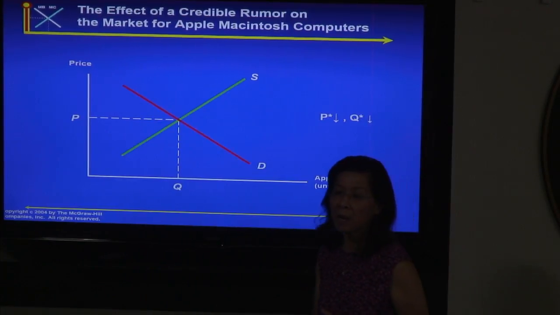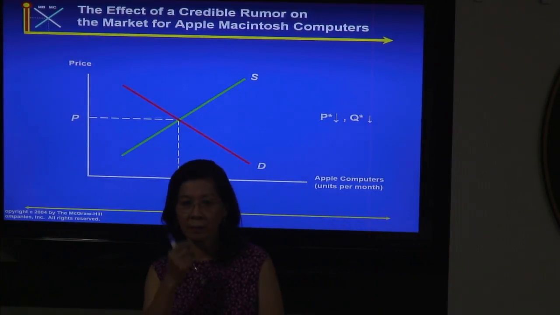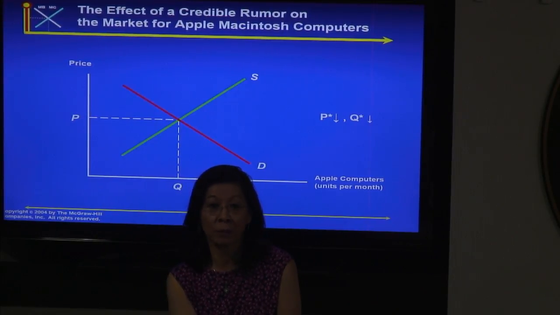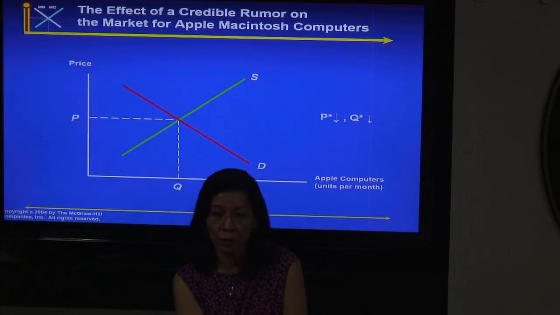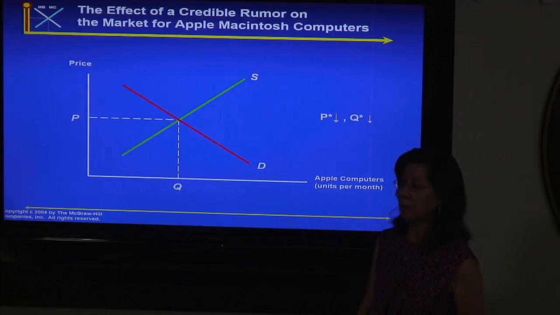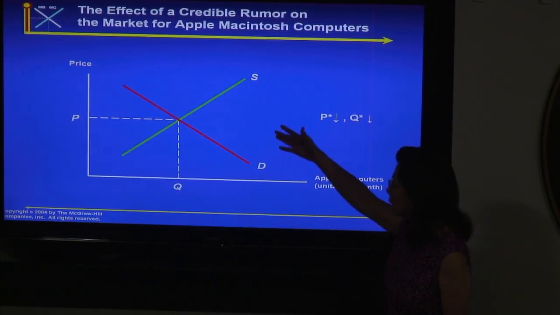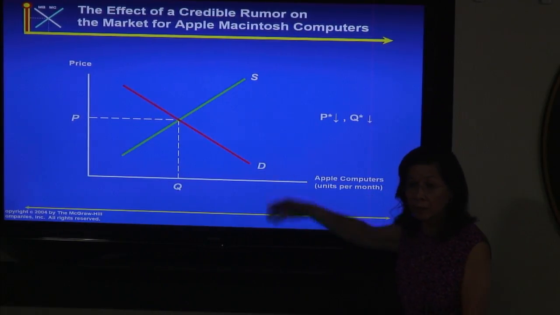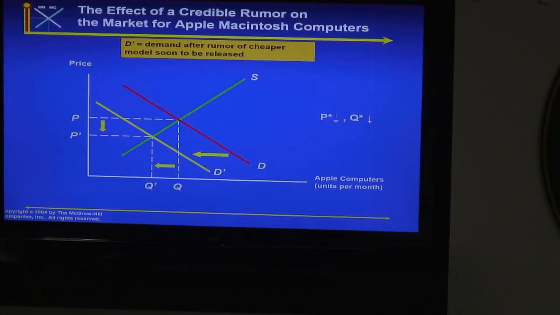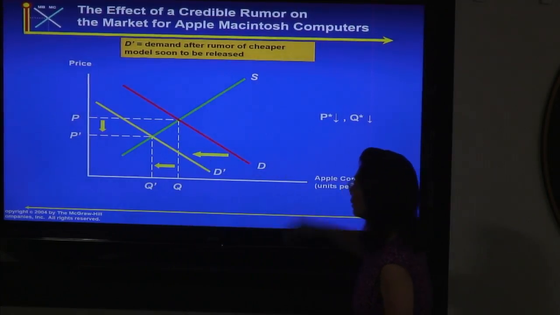If you're thinking about buying a Mac and then you hear that, oh yeah, 3 months later, or maybe make it a little bit quicker, like a month later, the price is going to drop substantially by 25%, what would you do today? Wait. Very good. You are a rational consumer. You will wait. So this is talking about current state, demand and supply. Then do you expect the demand for Macintosh computer for now, current period, to go up or down? Okay, very good. Let's see if you're right. Yes. So it should shift down.